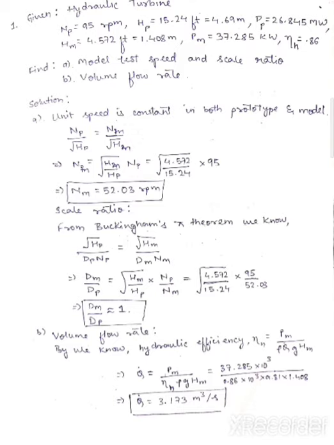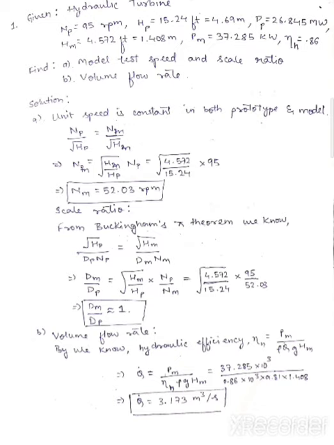Now we have been asked to find out A, the model test speed and scale ratio, and B, the volume flow rate. So I have taken all the values of the prototype hydraulic turbine with subscript P, and I have denoted all the values of the model hydraulic turbine with subscript M. Now we'll start with A.